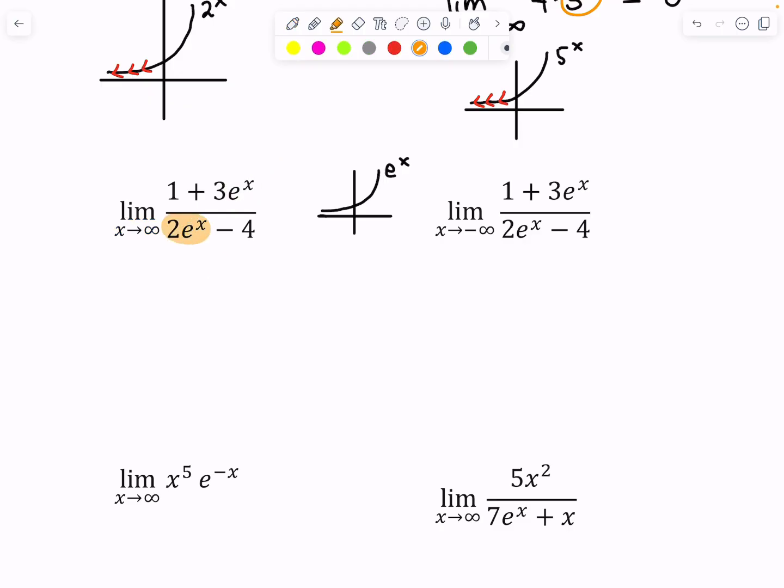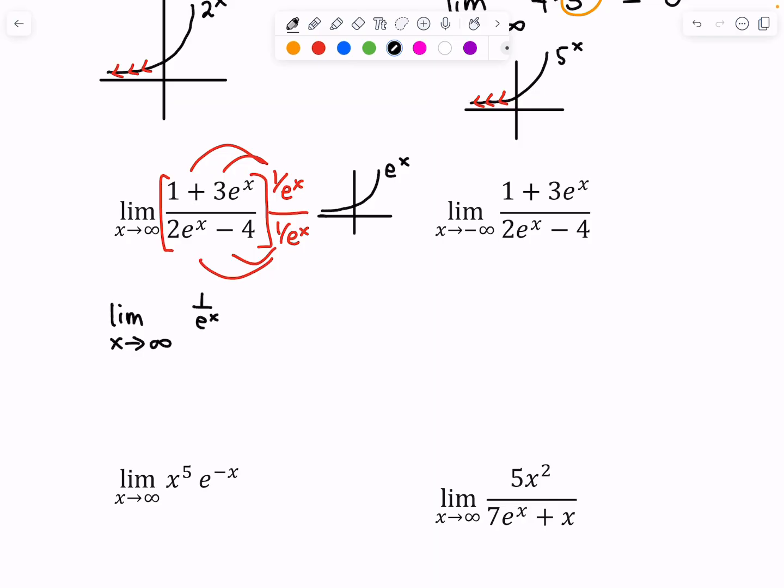You can think of this as the leading dominant term of the denominator, because it dominates the constant. And what I'm going to do is multiply by 1 over e to the x over itself, and then distribute and simplify. So x is approaching infinity. We have a 1 over e to the x plus a 3 over a 2 minus 4 over e to the x. And now the denominators of these subfractions grow faster than the constant numerators, and they each approach 0 as x goes to infinity, meaning that our limit in the end will be 0 plus 3, or just 3, over 2 minus 0, over 2.